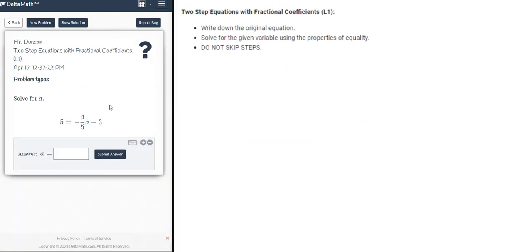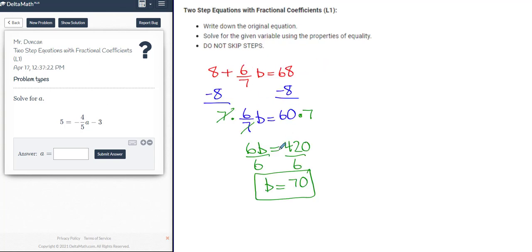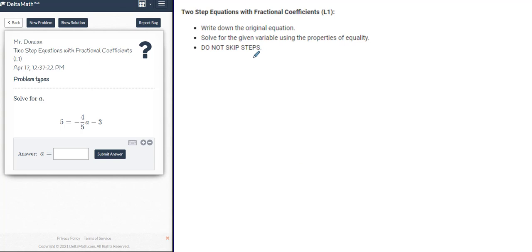So the next problem I chose, it's a little bit harder because I have some negatives involved, whereas on the last question, everything was positive. So you didn't have to deal with sign changes. So just be aware that we've got negatives here. So two-step equations, write down the original equation. I'm going to start with 5 is equal to negative 4 over 5a minus 3. Solve for the given variable, so the given variable is a.